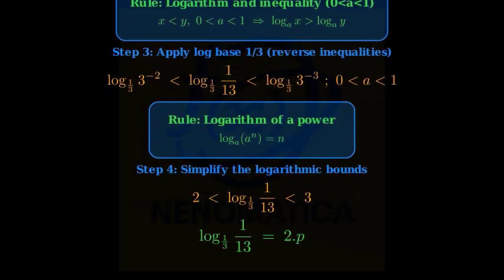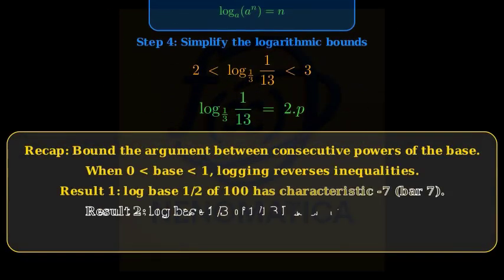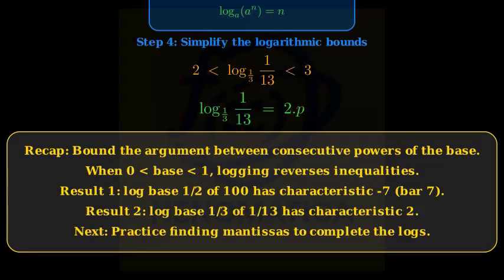Quick challenge. Can you predict the next step if the base were 1/4? Take a moment to think about how the inequality direction behaves when the base is between 0 and 1. To wrap up, let's summarize the key ideas and the two results we obtained.